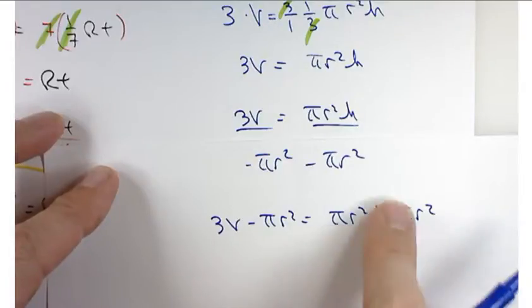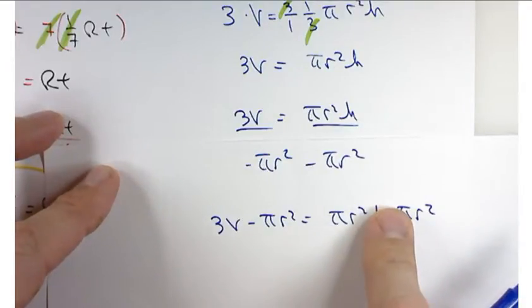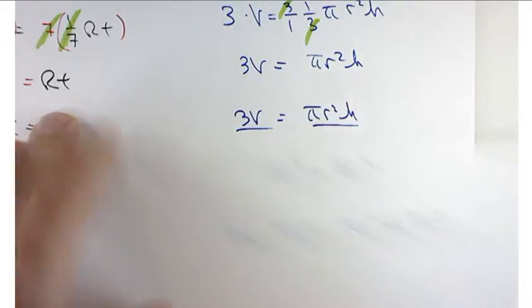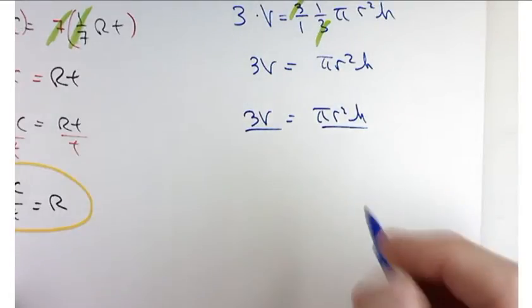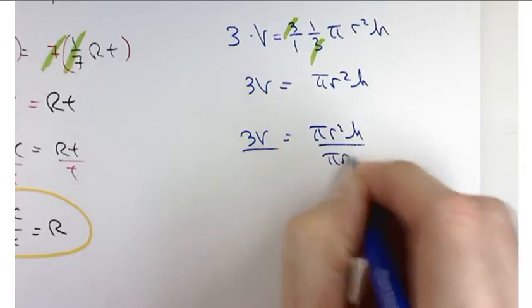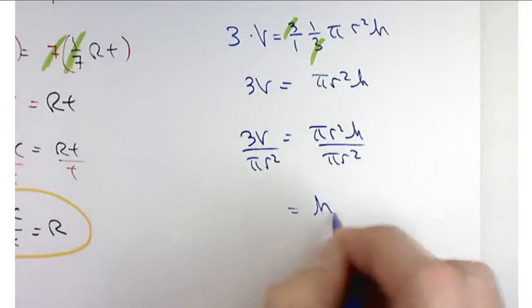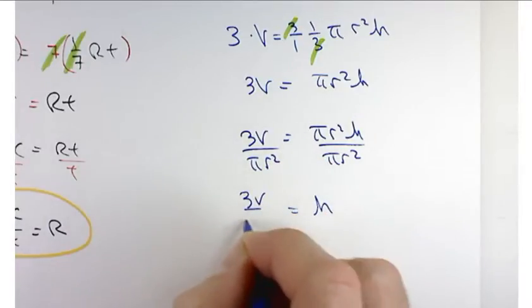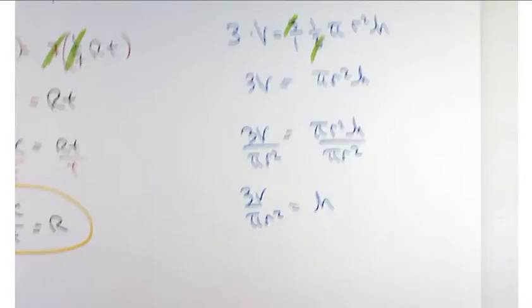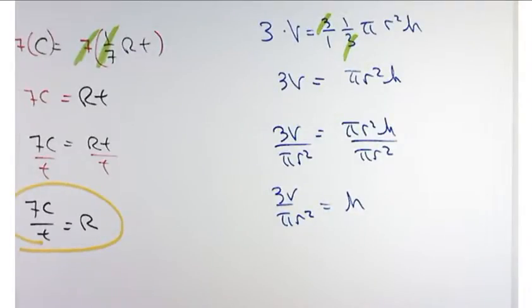They're not like terms. You cannot subtract them. You cannot subtract off that coefficient. The way to get rid of it is division. The opposite of multiplication is division. So on the right-hand side, I'm left with an h. On the left-hand side, 3v over pi r squared.